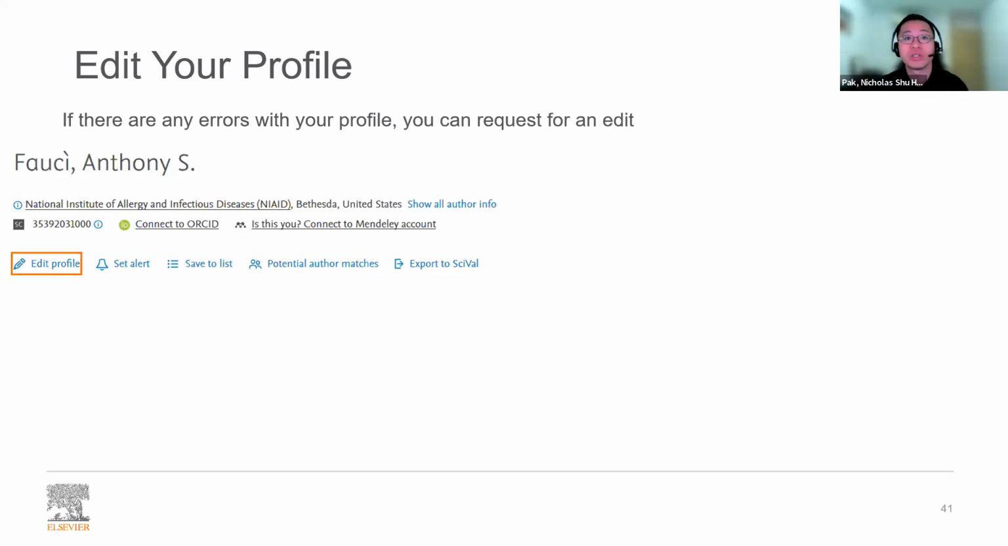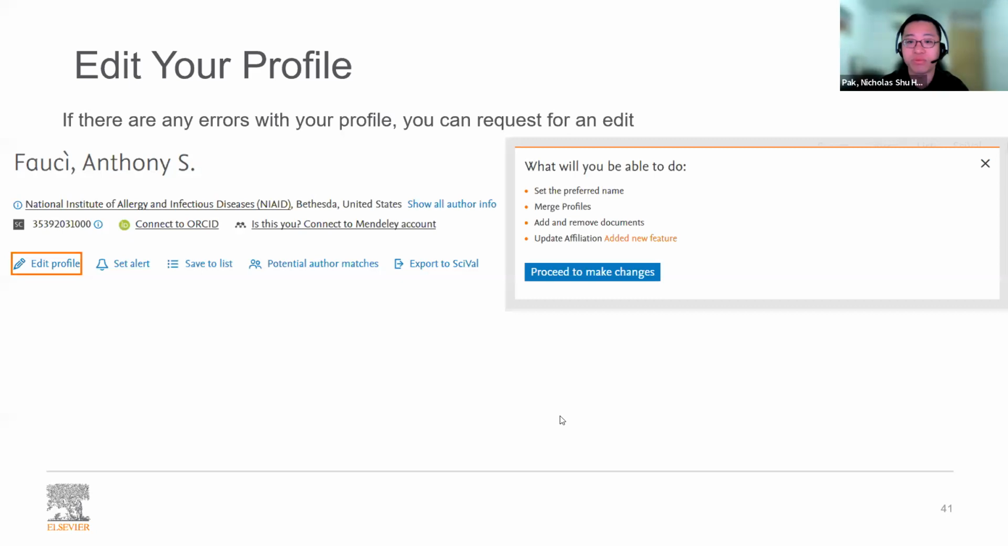Sometimes I will also encourage you to, if you really want to do so, access it via the profile wizard, right? Where you can set your preferred name, as what Nicole was talking about earlier in the session, about how you can tweak the different permutations of your names. You can set your preferred name. You can merge author profiles as well, should you find duplicate author profiles.